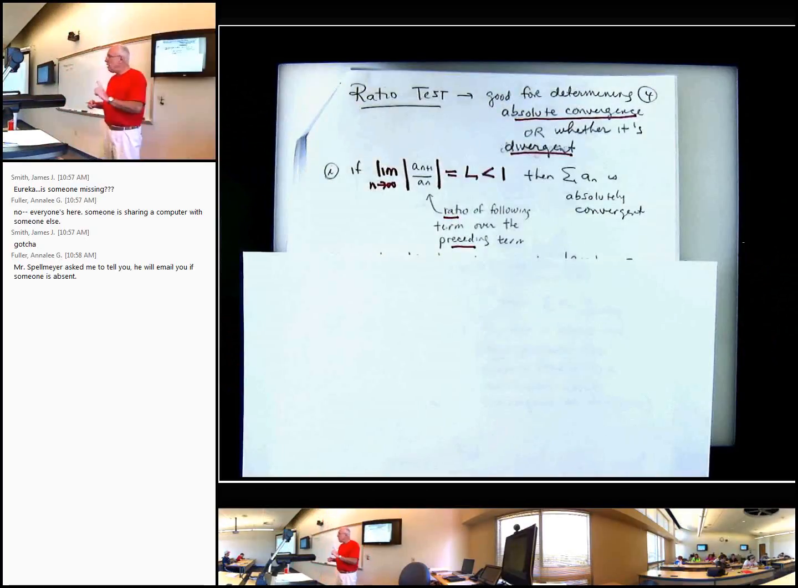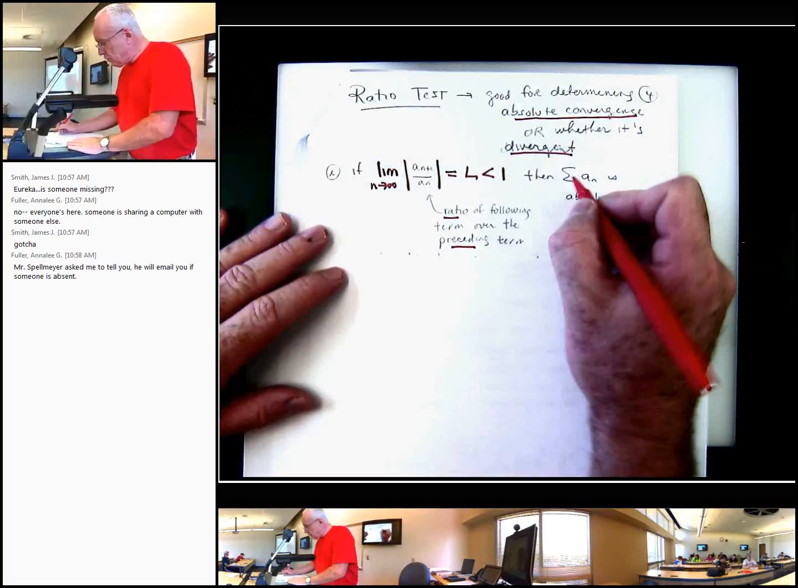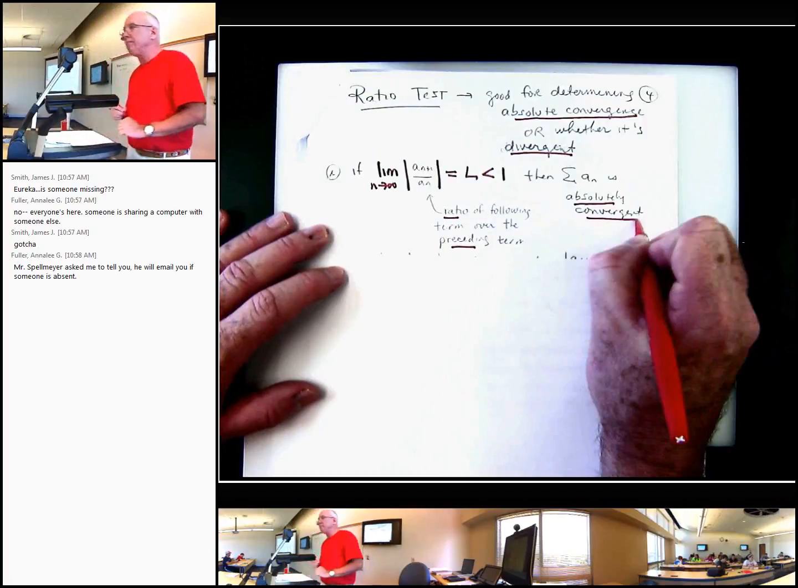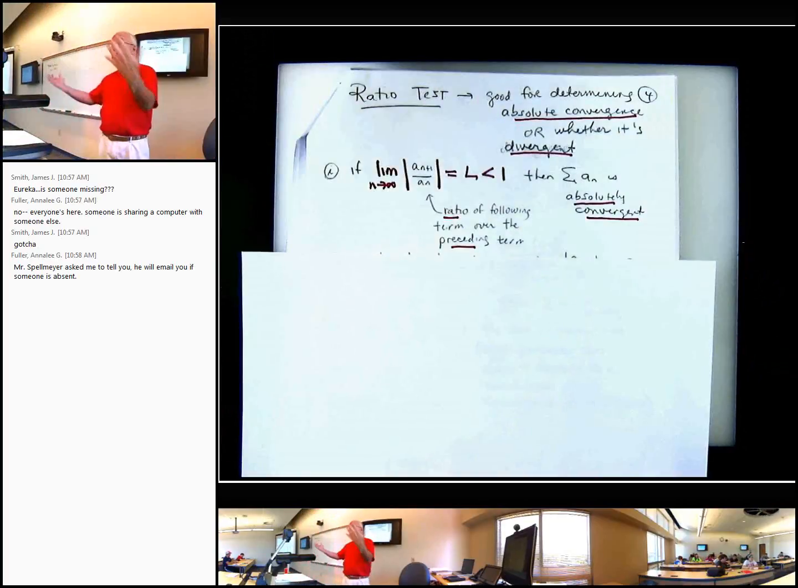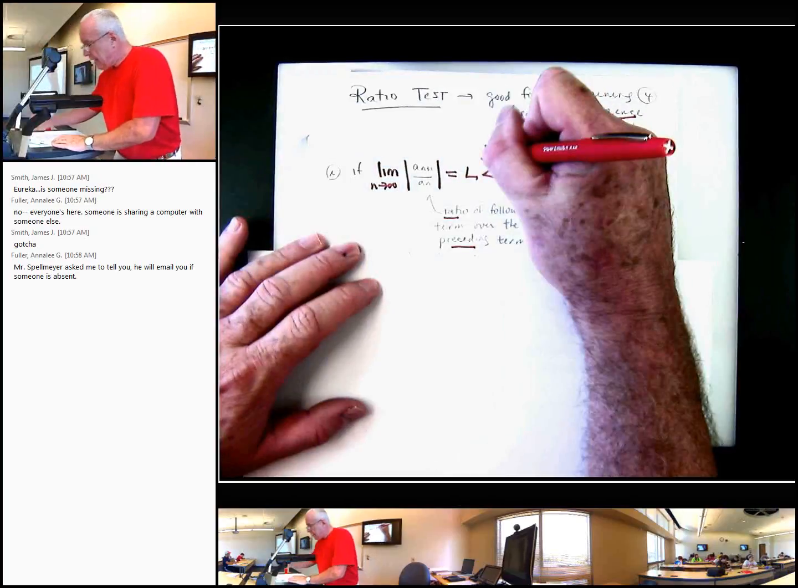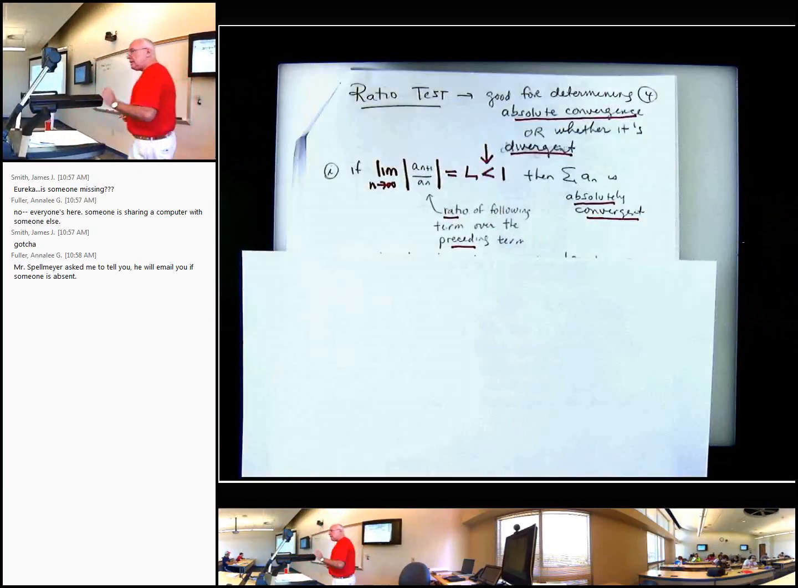some number L less than 1, then I can go back to my original series and say it converges absolutely, which means that it converges the regular way. So the key here is this limit has to be some number less than 1. Not equal to 1, but less than 1.